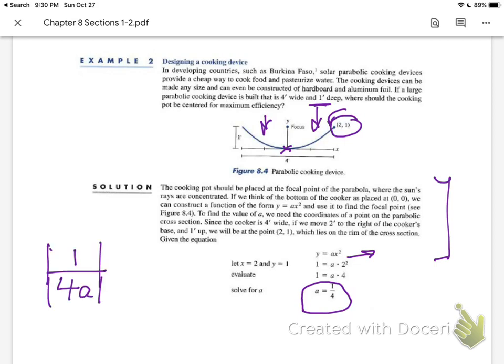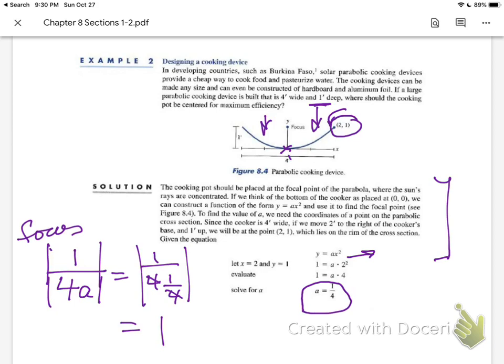So in just continuing, I have 1 over 4a as the focus location. I have now figured out what a is, so let's continue. 1 over 4 times 1/4, and then absolute value. The 4's cancel, that becomes 1. So you should put your pot 1 foot above the vertex. So that's how you solve these kinds of problems.